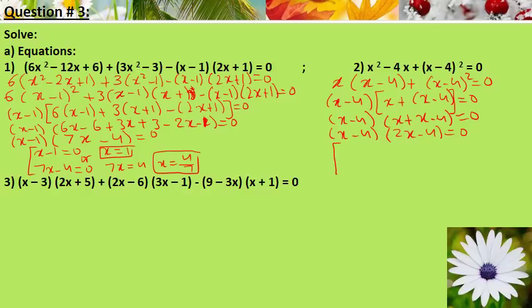We have two solutions. X minus 4, then x equals 4, this is the first solution. 2x minus 4 is equal to 0. Then 2x is equal to 4. X equals 4 over 2. X equals 2. This is the second solution. Okay? Now the third equation, Hassan.